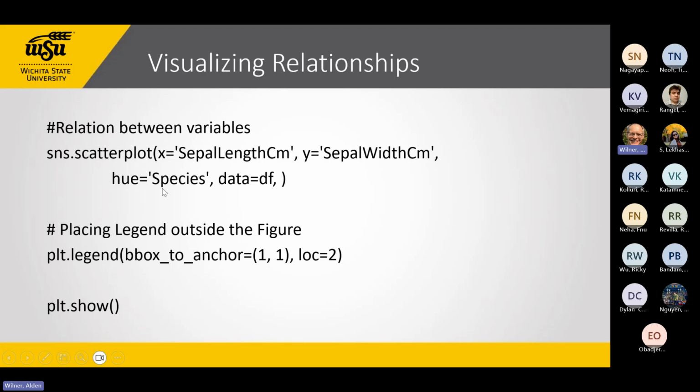We tell it to color the data points based on the species column. And it'll assign automatic colors for us. And we, of course, tell it what data to use, right? We place the legend on there. We can tell it to put the legend outside the figure. And we can show the plot.